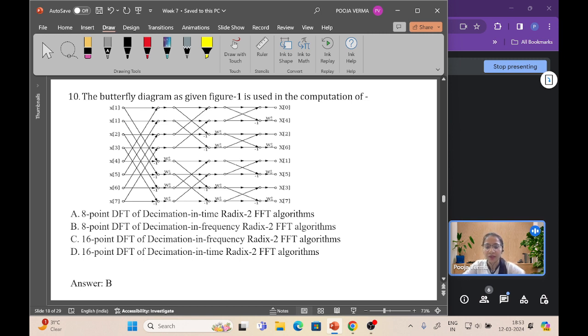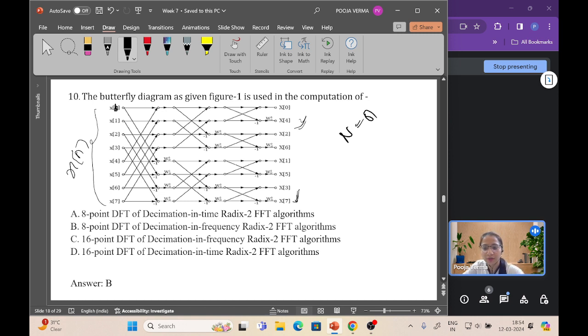Okay, so the next question is: the butterfly diagram as given in figure 1 is used in the computation of what? First we need to see what the input order and the output order are. The input is given as the sequence x of n in normal order, but the output is in bit-reversed order, and there are 8 points, 0 to 7, so N is equal to 8, right? So it must be an 8-point DFT. Since the input is in the natural sequence and the output is in bit-reversed order, this is DIF, that is decimation in frequency, radix-2 FFT algorithm, an 8-point decimation-in-frequency FFT algorithm.